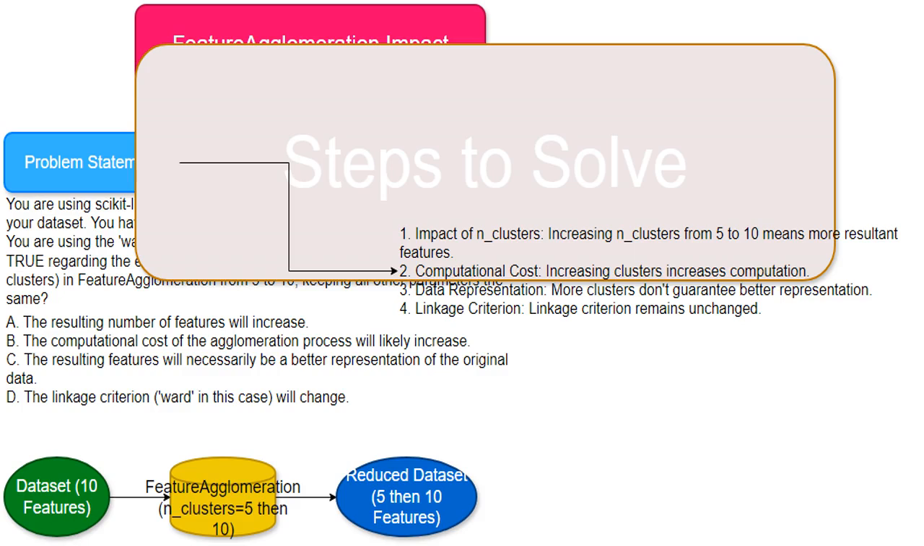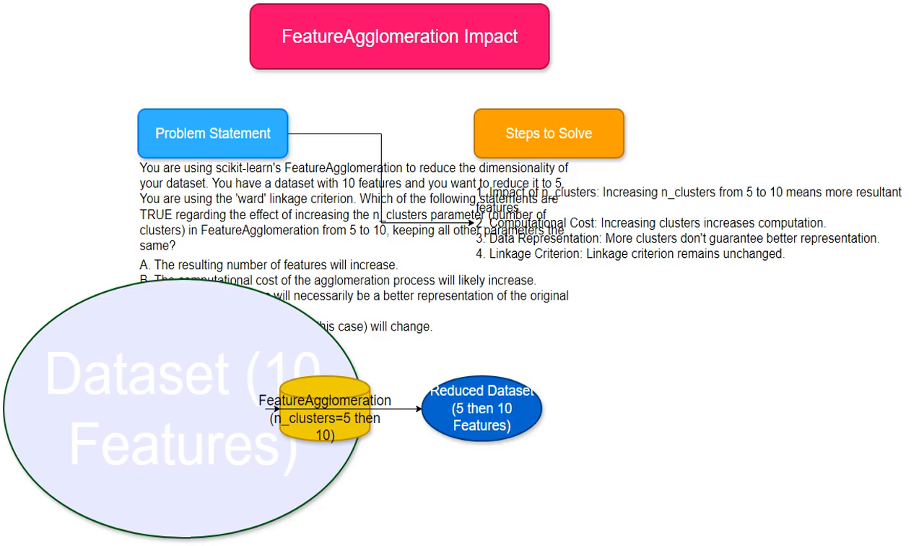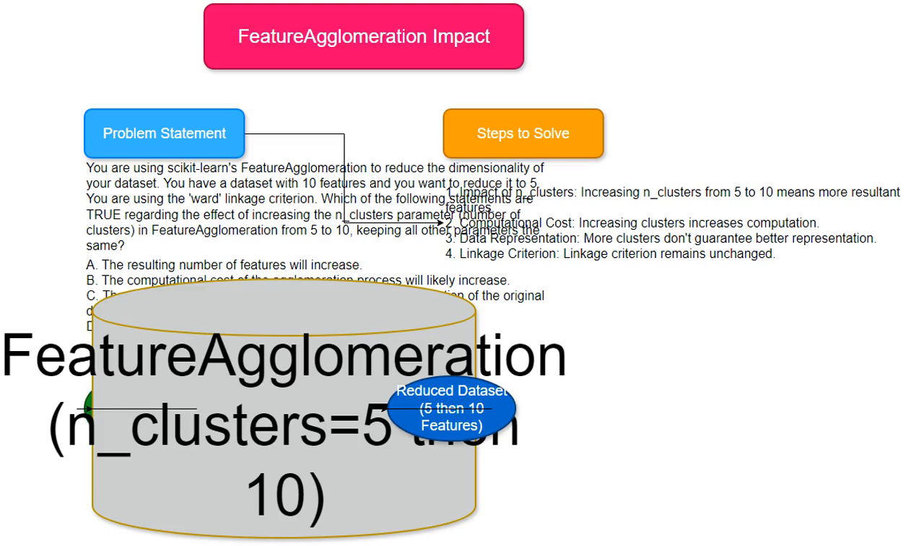This includes looking at the number of resulting features, the computational demands, data representation quality, and whether it changes the method of grouping, linkage. We start with a dataset containing 10 features. Think of each feature as a different characteristic we measure, like height, weight, or age. I'm using feature agglomeration, a technique to combine features, first aiming for 5 clusters, groups of features, and then increasing to 10 clusters. The goal is to reduce redundancy and improve efficiency.